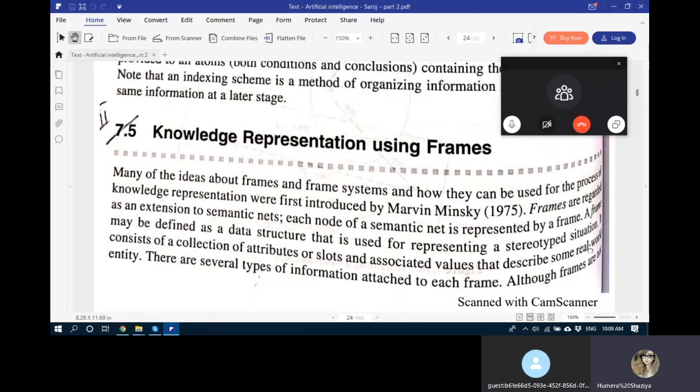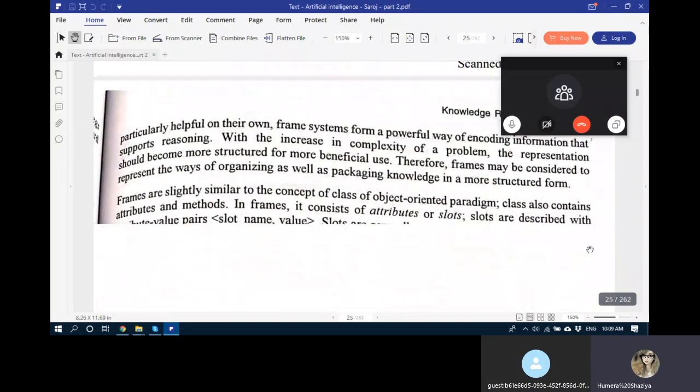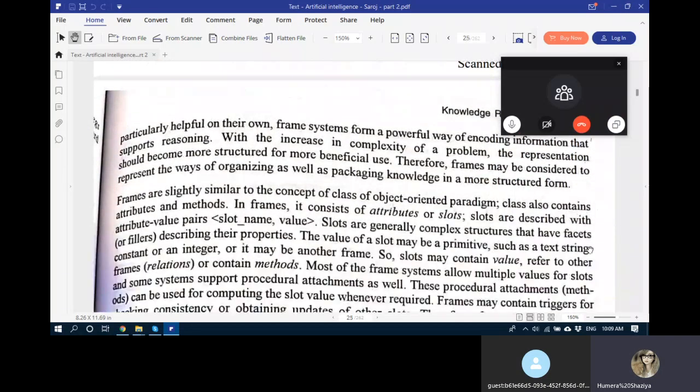Today's topic is frames. Frames. A frame is like a construct which will store the attribute value pairs for the nodes.